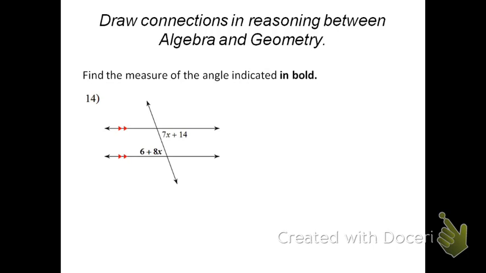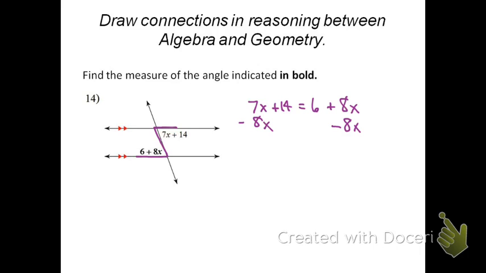Alright. Now, for this, we want to identify what type of angles are these. These would be alternate interior angles. They make that Z, and they are congruent. They are congruent to each other. So, let's set them equal. So, 7x plus 14 equals 6 plus 8x. Alright, rules of solving. Well, let's keep x on the left. So we will subtract 8x from both sides.